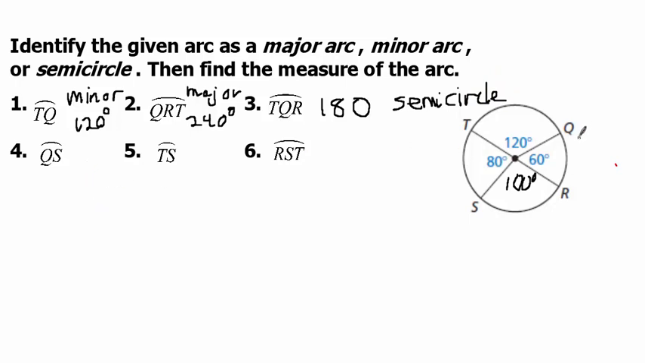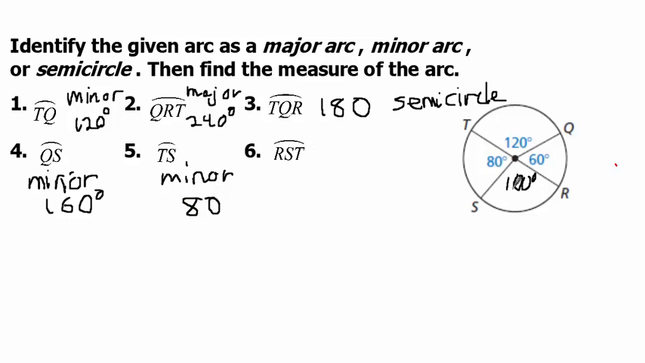QS. I have to go the short way because they didn't label a third part, so that has to be a minor arc or a semicircle. And in this case, because it's 160 degrees, it is a minor arc. TS must go the short way, that's minor. And that is 80 degrees.